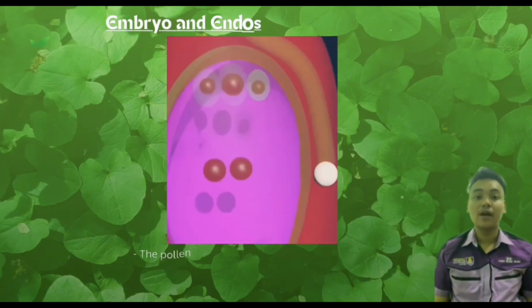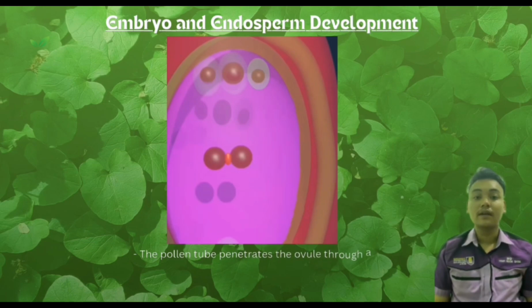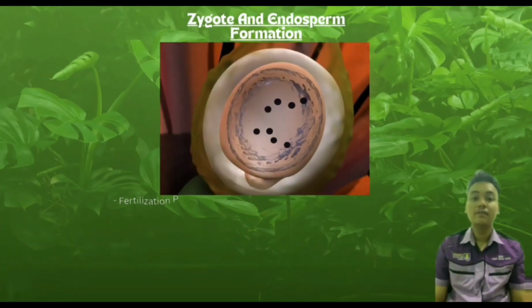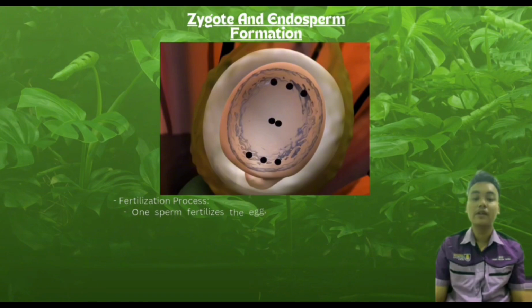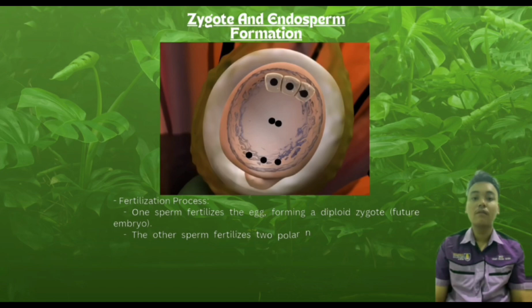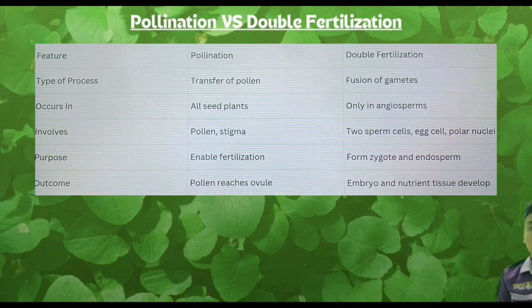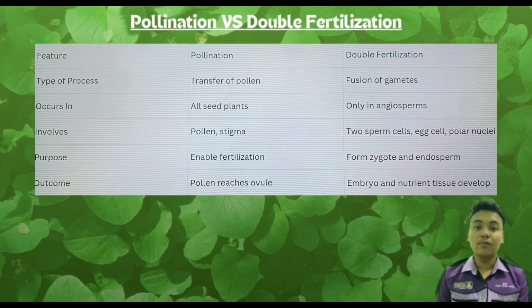Next process is embryo and endosperm development. Here, the pollen tube penetrates an opening in the ovule, called the micropyle. Finally, this process is zygote and endosperm formation. Here, one of the sperm fertilizes the egg to form the diploid zygote. The other sperm fertilizes the polar nuclei to form the triploid endosperm, which will become a food source for the growing embryo.